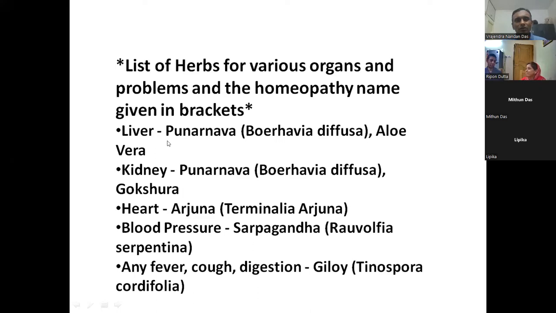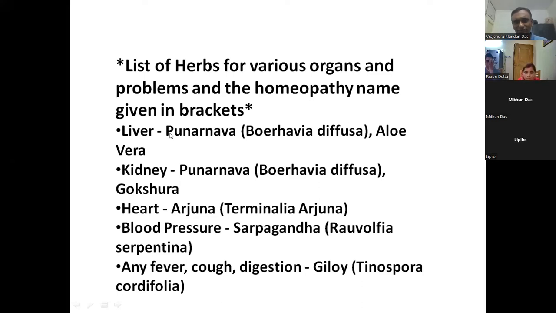So now, for liver, for example, Punarnava is the herb. So now, whatever liver problem, whether it is fatty liver or jaundice or some liver cirrhosis or anything, the herb will be Punarnava.